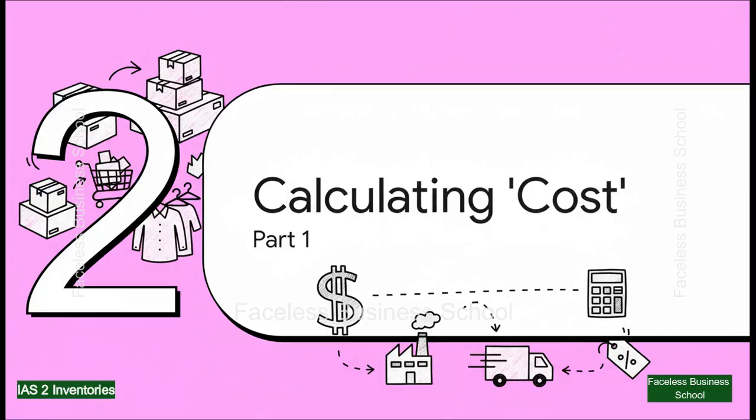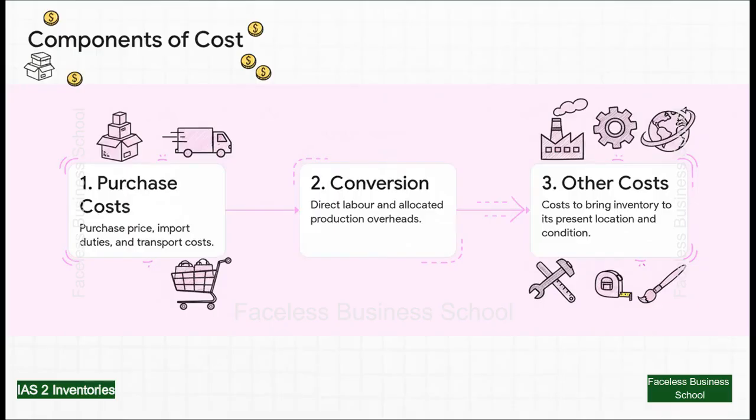Okay, so let's pull that rule apart, piece by piece. We're going to start with the first part, cost. For the next little bit, we're going to dig into how we actually figure out the cost of an item, because you're about to see that it is way more than just the price on the invoice. So IAS 2 breaks costs down into three main buckets, kind of like building blocks. You've got your costs of purchase, your costs of conversion, and then any other costs that were necessary to get that inventory to where it is and in the condition it's in. Let's check them out one by one.